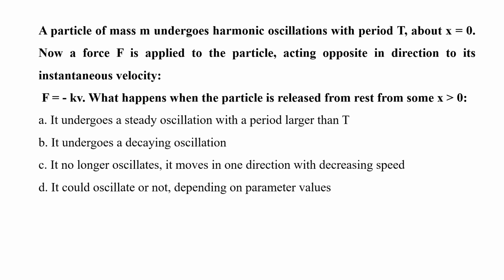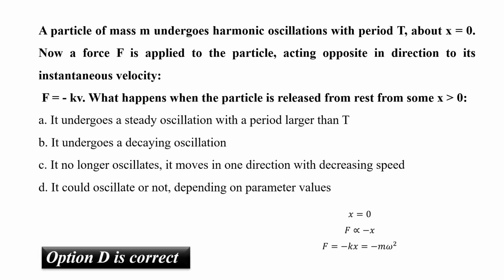Now, a particle oscillates when the force or acceleration is always directed towards the mean position, that is, x equal to 0. So, force is directly proportional to minus x, which is also given as minus kx, where k is the constant, and it is F equal to minus m omega square x. So the particle may or may not oscillate depending upon these parameter values. So option D is correct.